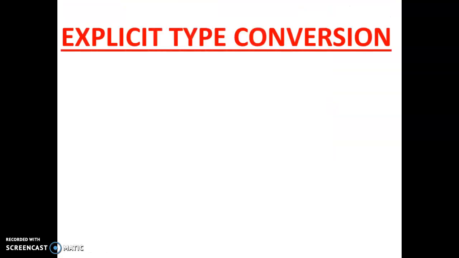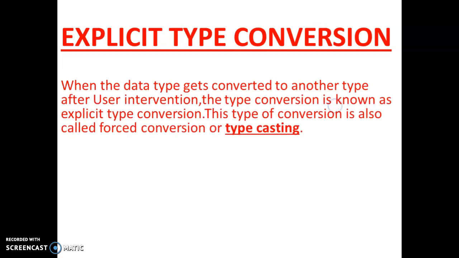Okay, then come to the next type, which is explicit type conversion. Here, if we want to convert as per our choice, that means the data type gets converted to another type after user intervention. The user's choice can be applied here, and this type of conversion is known as explicit type conversion. And this is also called, please students remember, typecasting. Explicit type conversion is also called typecasting.